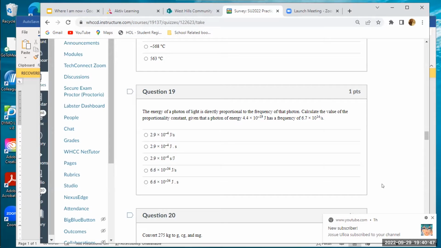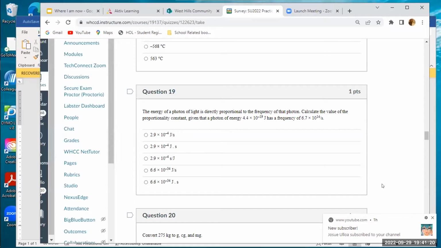Okay, so this is: the energy of a photon of light is directly proportional to the frequency. What you guys should know is that we did something like this, but now we're saying E is directly proportional to F, or we call it nu. Remember we talked about nu? So E is directly proportional to nu. E represents energy, nu represents our frequency.